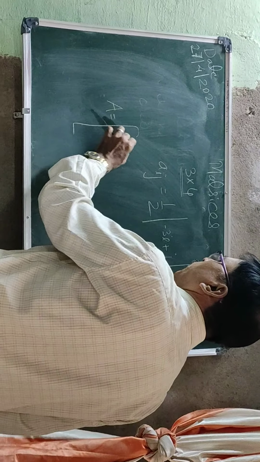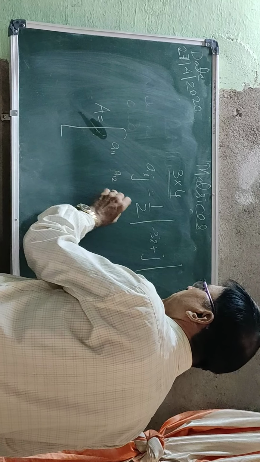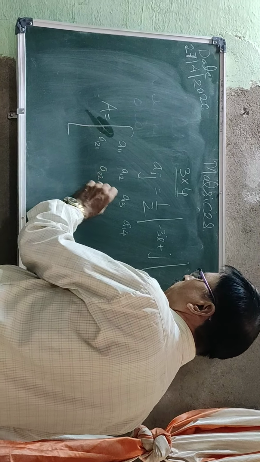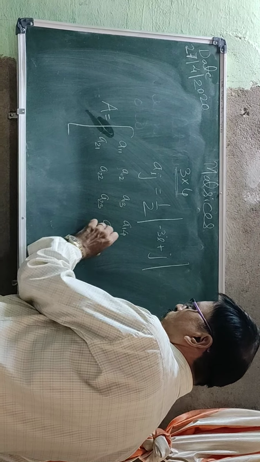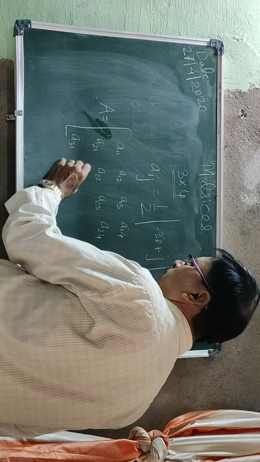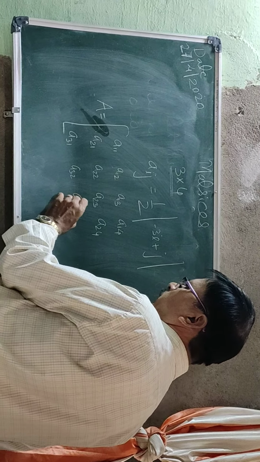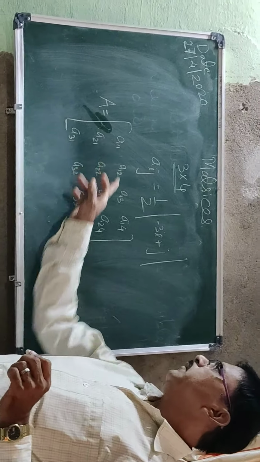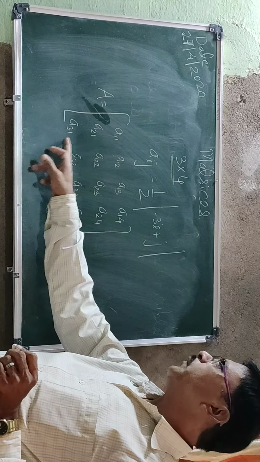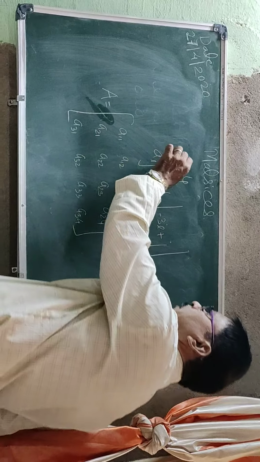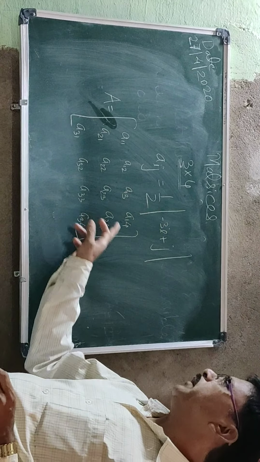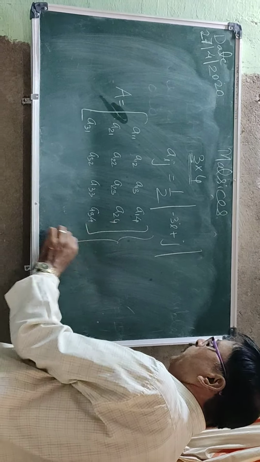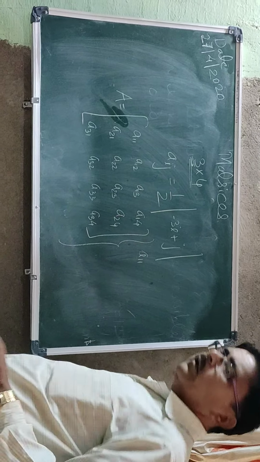So that is a11, a12, a13, a14. Then a21, a22, a23, a24. Then a31, a32, a33 and a34. So how many elements does this matrix have? This matrix has 12 elements, 3 rows and 4 columns. You can see that the first number denotes the number of rows and the second number shows the number of columns. So we have to write this matrix, and we have to find the value of a11 from the given expression.